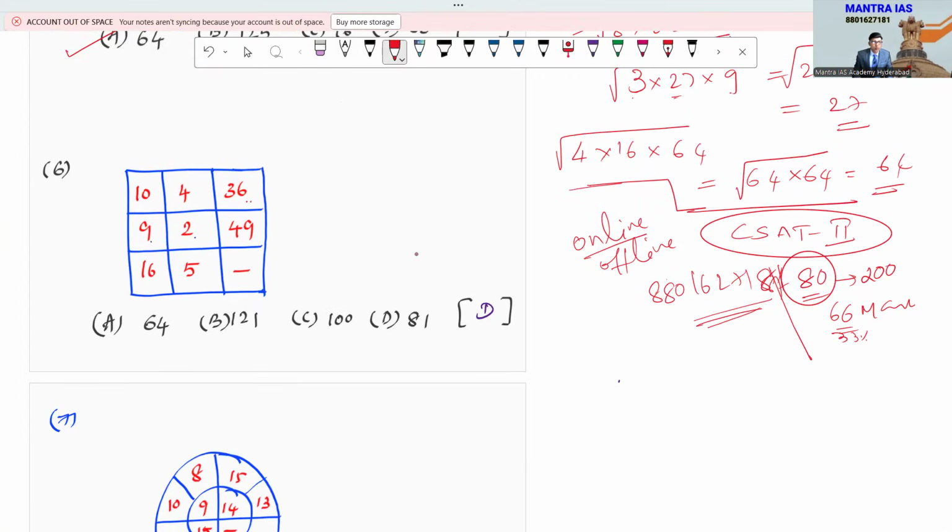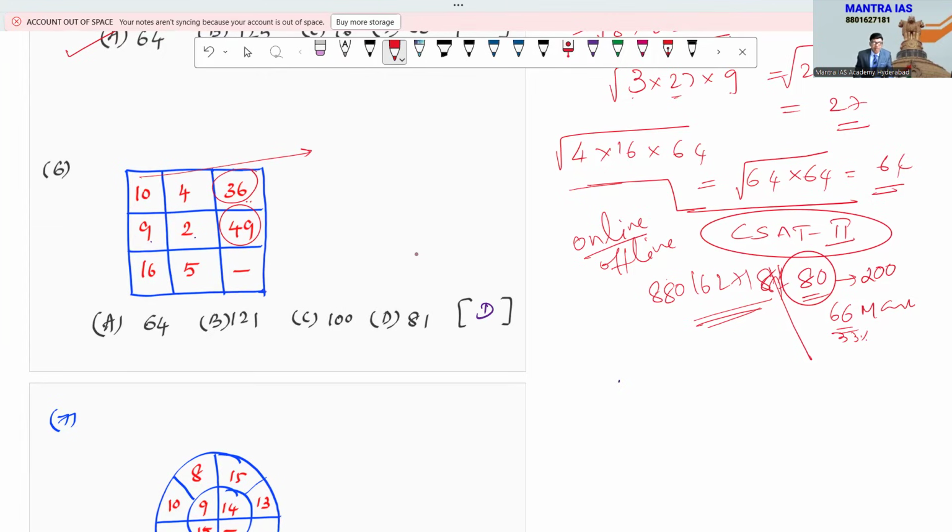10, 4, 36, and 9, 2, 49, and 16, 5, dash. See, it's a column logic, because these two are the maximum numbers, big numbers. So maybe by adding, multiplication, or the same arithmetic applications. 10 plus 4 is 14, it's not possible to get 36. 9 into 2 is 18, no, not addition, not multiplication. 10 square is 100, minus 16, that's not possible to get.